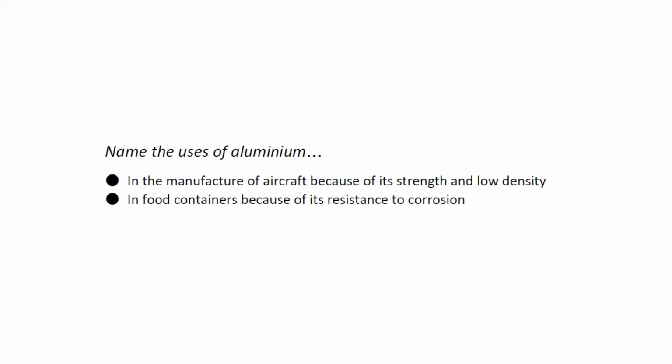Then what are the uses of aluminium, where do we use aluminium? Because aluminium has a low density, it is used for aircraft bodies because of good strength and low density. And food containers are also made up of aluminium because it resists corrosion, it does not rust. Iron food containers you normally don't find, because iron rusts.